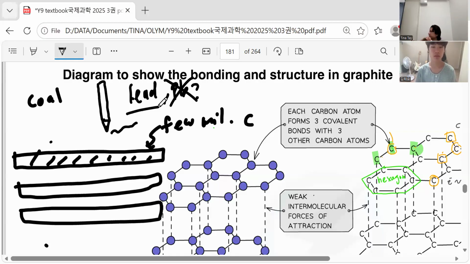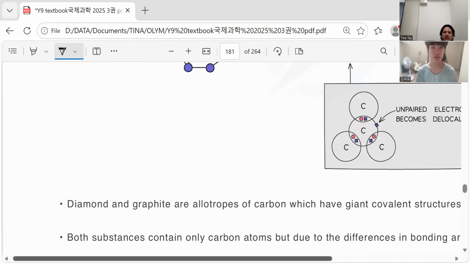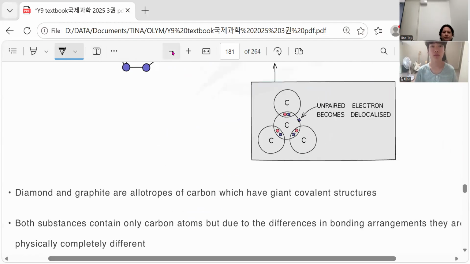Sorry, excuse me. Okay, so this is the first giant covalent structure. All right, the second giant covalent structure is diamond. Okay, so diamond and graphite are allotropes. Allotropes means they are all made from carbon only, but different structure.